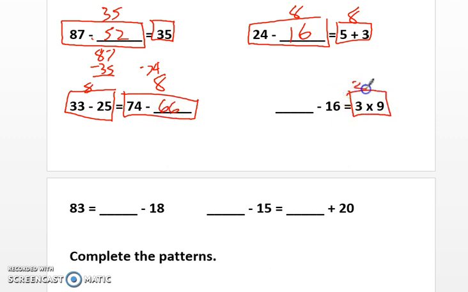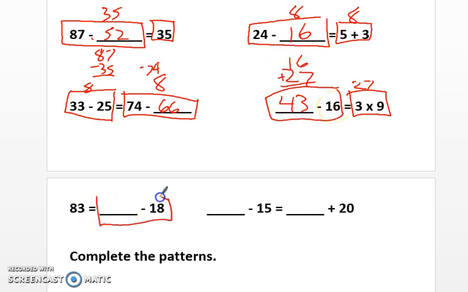Over here, I got 27. Something minus 16 equals 27. Okay, this number has to be bigger than 27 and 16. So instead of subtracting, I'm going to add them. 16 plus 27 gives me a 43. 43 minus 16 equals 27.